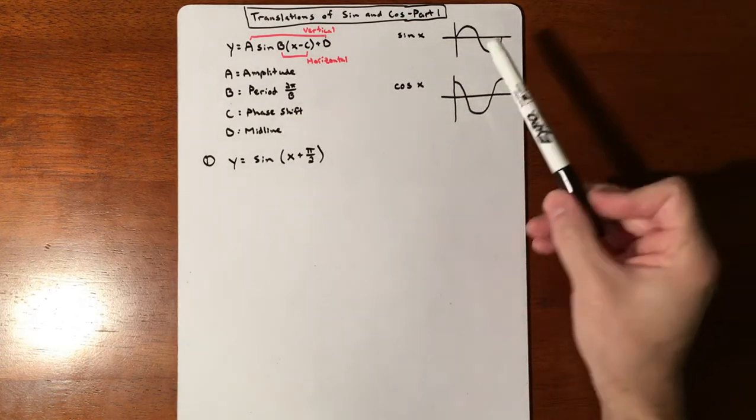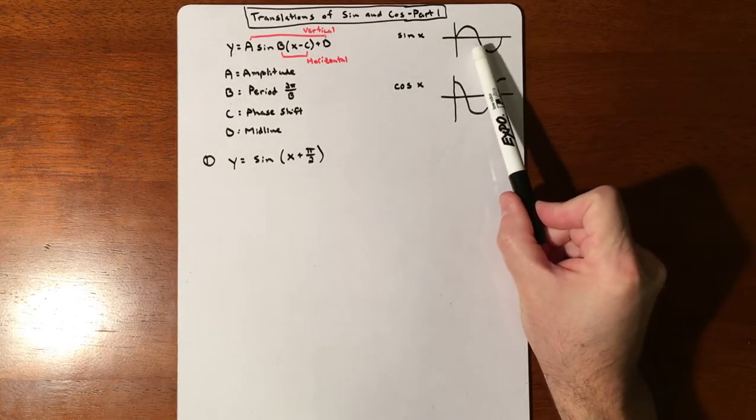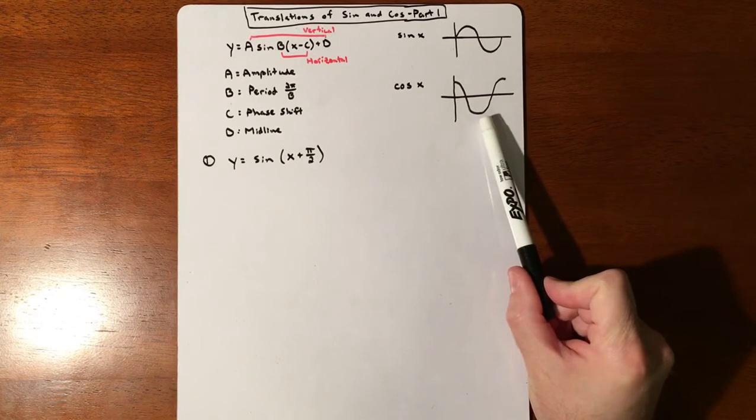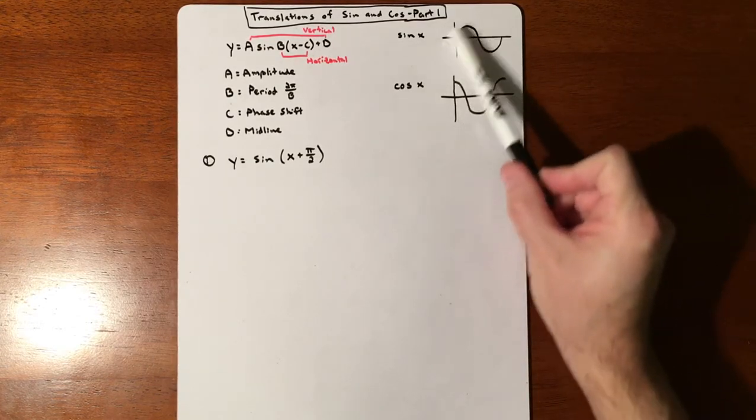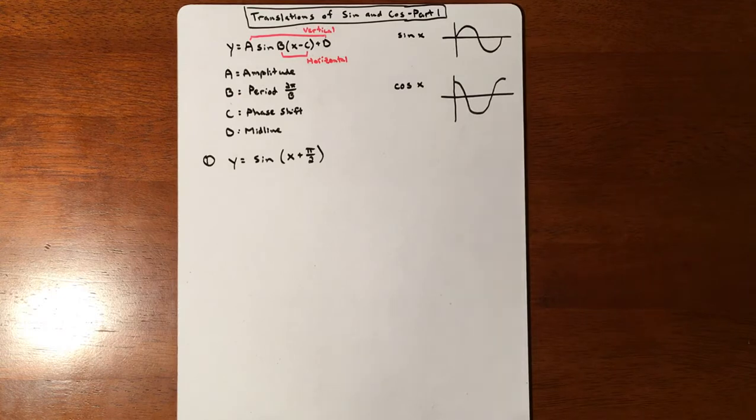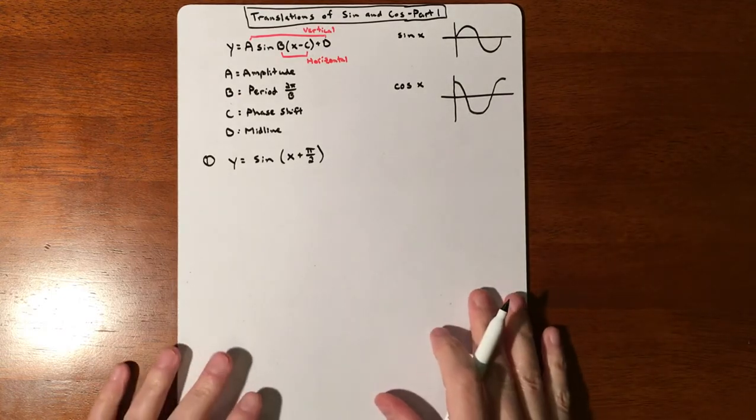All right, so just a quick refresher. Here's what your sine graph is going to look like. Here's what your cosine graph is going to look like. We're going to mess with the periods and the phase shifts and all sorts of little things. So here are all of the pieces to this.